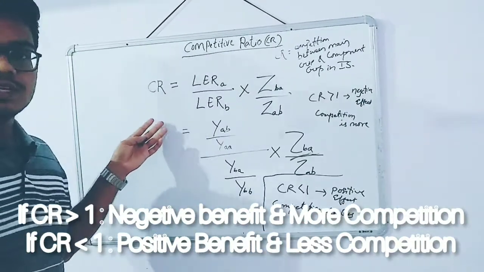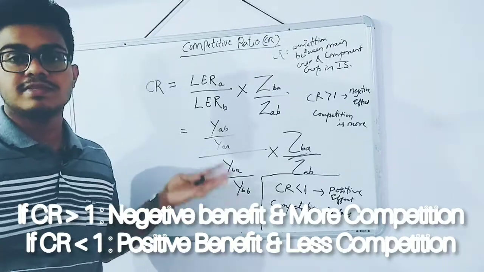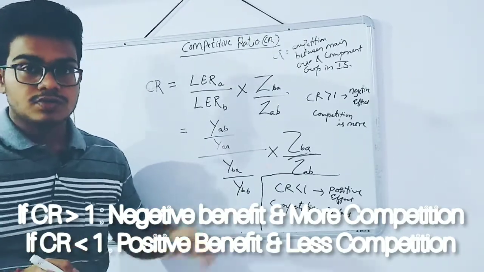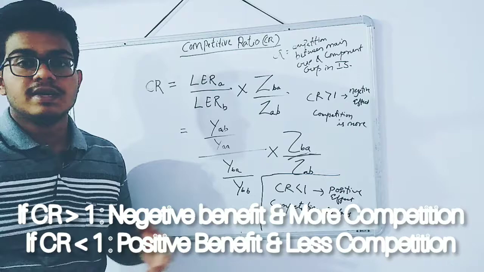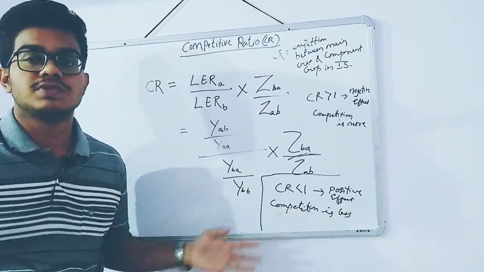So the value of the CR indicates whether our intercropping system is successful or not. Based on the value, we can tell whether there exists more competition between the two crops, or there exists no competition between the two crops.